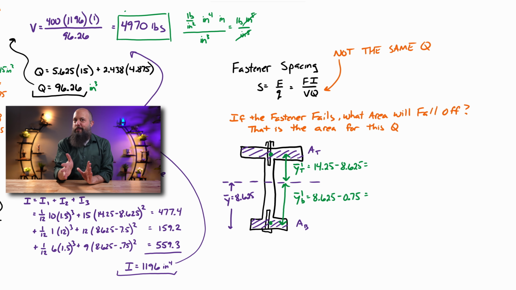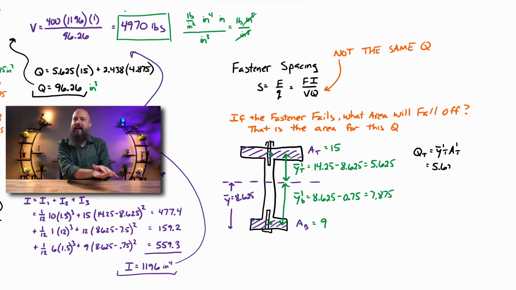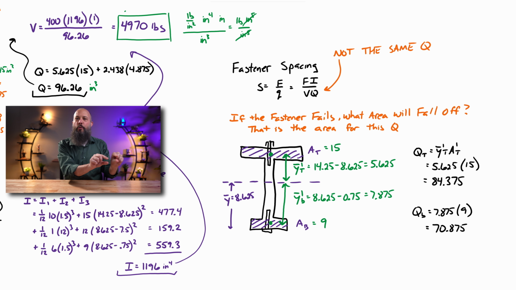So it's still Y bar prime A prime, but now instead of having to account for the vertical sliver in the middle between the centroid and the top board, we're only looking at the top board itself. So only that area 15 and that Y bar prime 14.25 minus 8.625, or in the bottom half from 8.625 down to 0.75. So we get a Q value for the top row of nails of about 84. This is going to be inches cubed. And Q for the bottom set of nails based on the bottom board's area and distance of about 71 inches cubed.